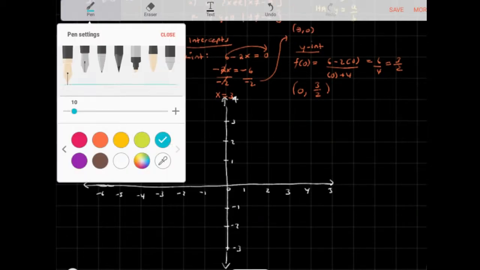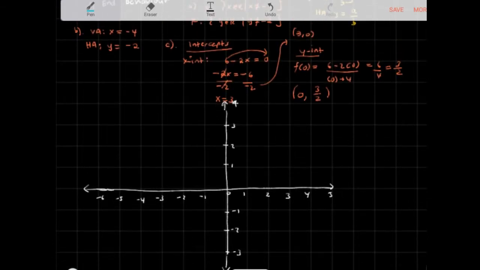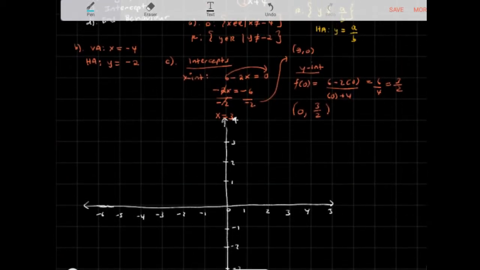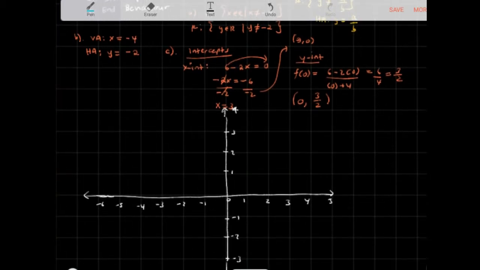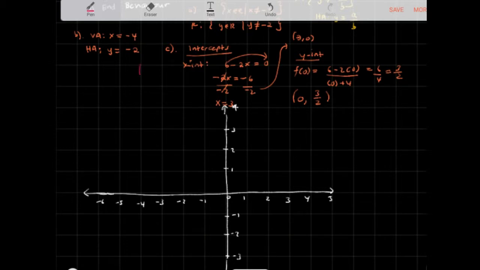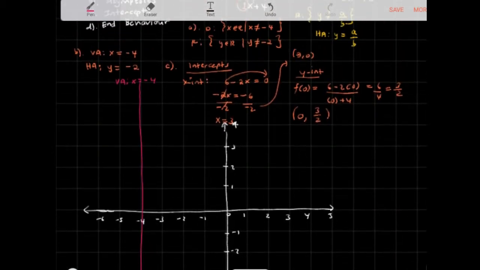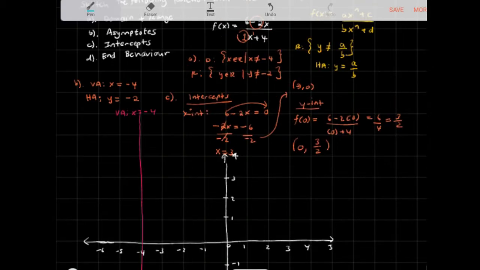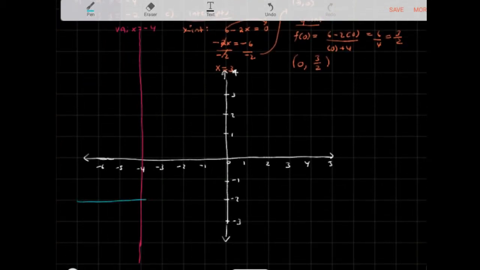Using a grid, I'm going to plot some of this information that we got from looking at these characteristics. We know that the vertical asymptote occurs when x is equal to -4. I'm going to draw the vertical asymptote in red. So there's a vertical asymptote when x is equal to -4. I would really suggest using a ruler for this, guys. X is equal to -4. And we also have a horizontal asymptote when y is equal to -2. So let's say that it's somewhere here. This is my horizontal asymptote when y is equal to -2.